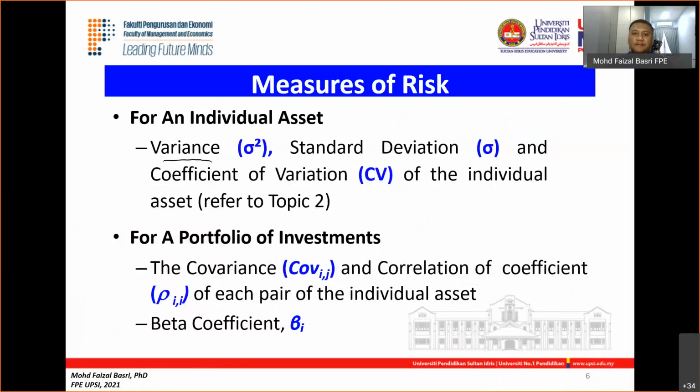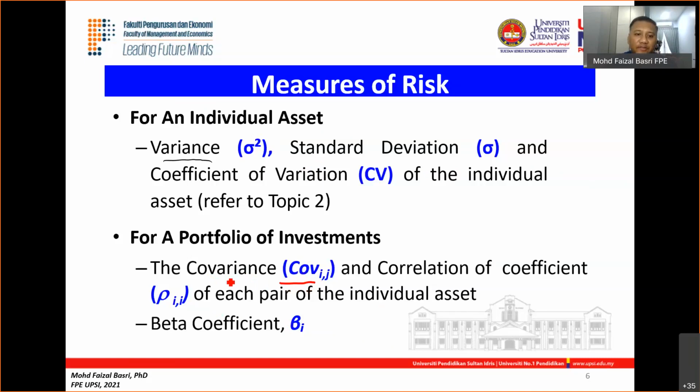But for the portfolio part, we're going to measure similarly. We still have to measure variance. We still have to measure standard deviation for the portfolio, but in order to calculate both, we need additional information. And that information is actually this part, the covariance. So we will go through the first type of measurement, in the form of covariance.